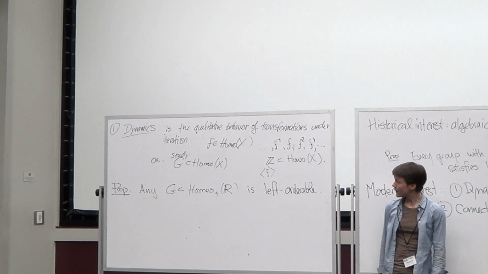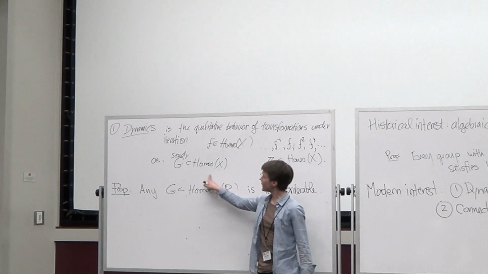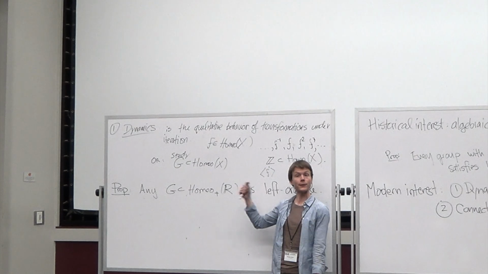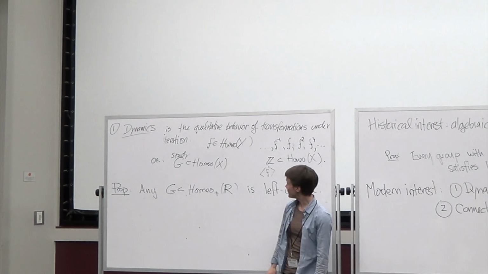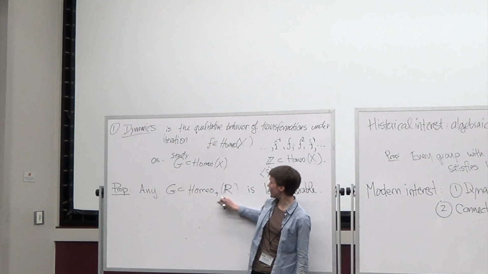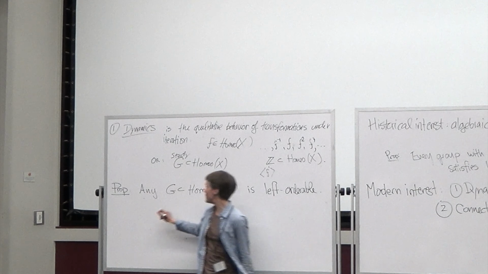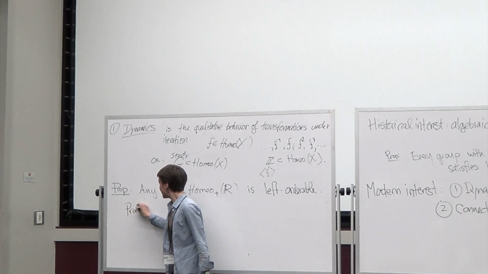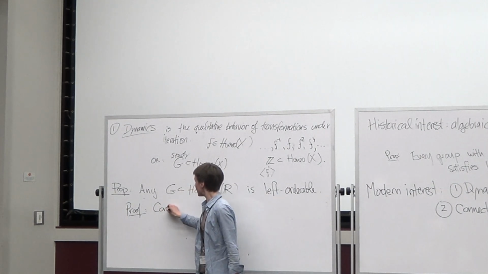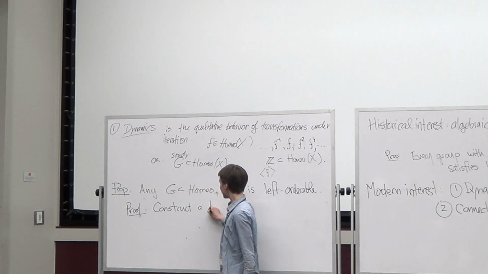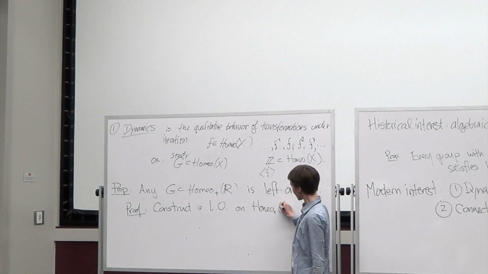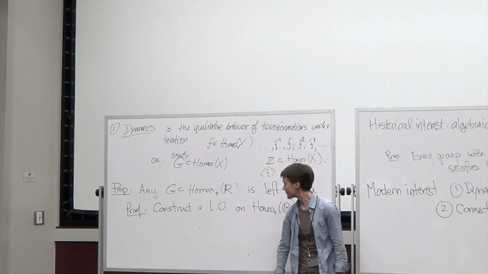Well, to prove this, I only have to show that this giant immense group is left orderable, because left orders pass to subgroups, right? That should be clear from the definition. So I'm going to show that this giant, uncountable, but well enough behaved group is left ordered. So I'm going to construct a left order on the group of orientation preserving homeomorphisms of the real line.